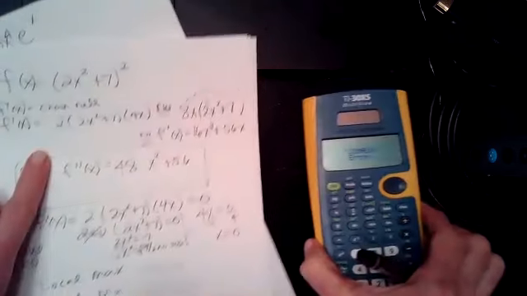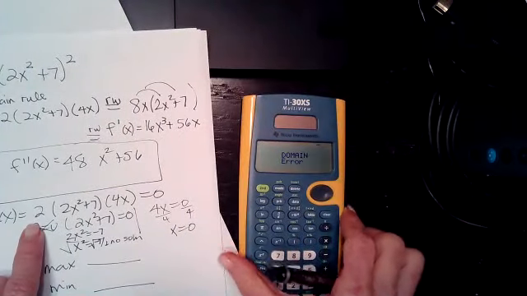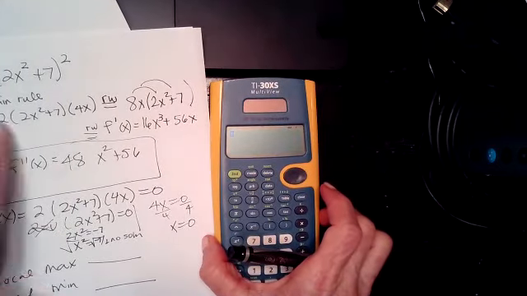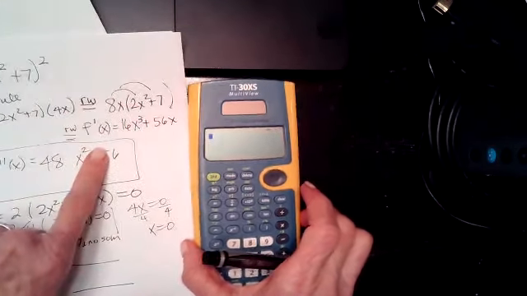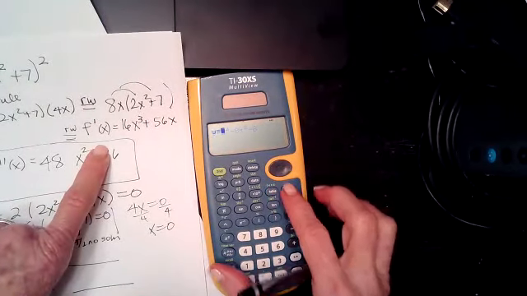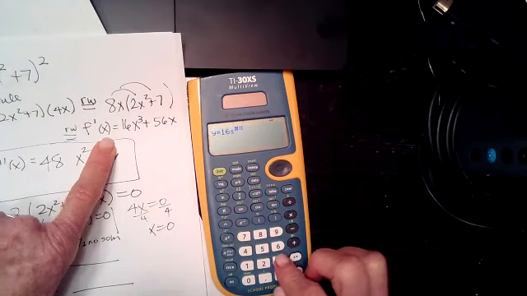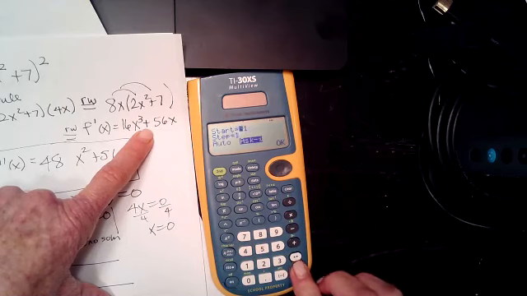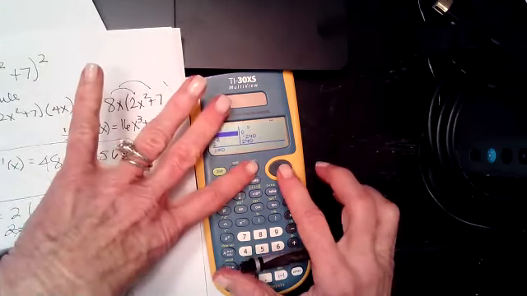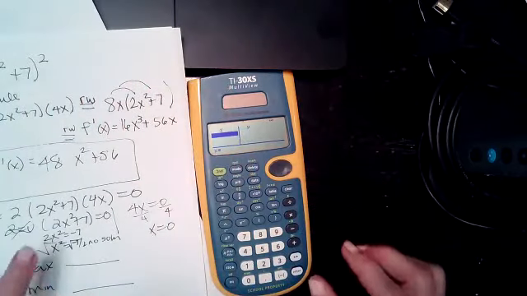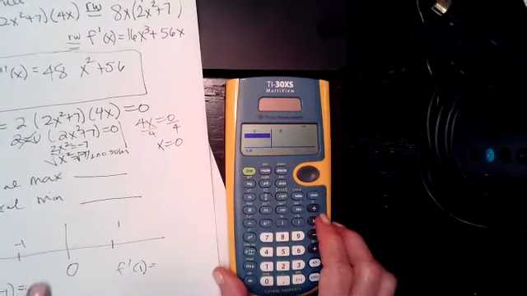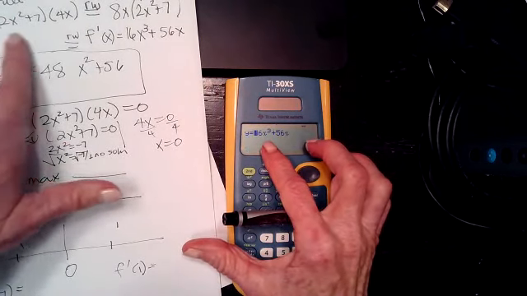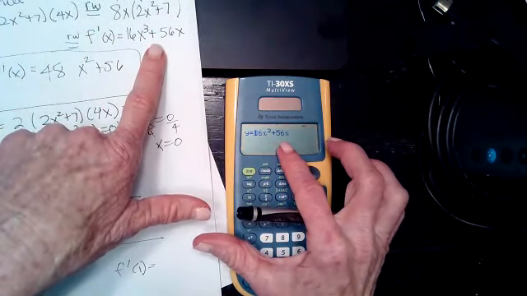Here's my derivative. It doesn't matter which one you use. This one, this one, this one. So my derivative, let's go to our table, is 16x to the third plus 56x. I want to get rid of the stuff that's there, so I have to push delete. And so I have my derivative in my function. Let me check. 16x cubed plus 56x. Yeah.